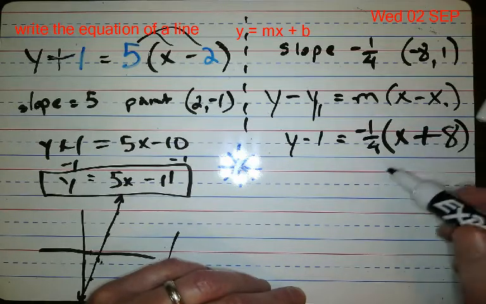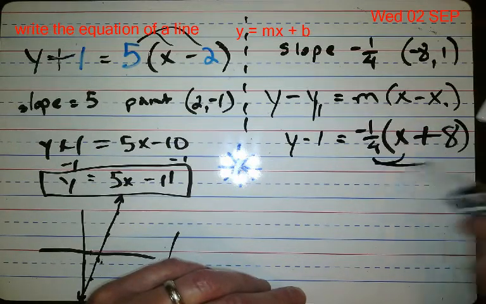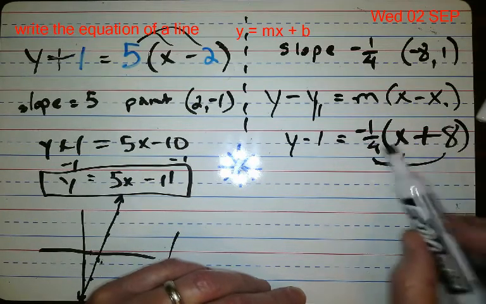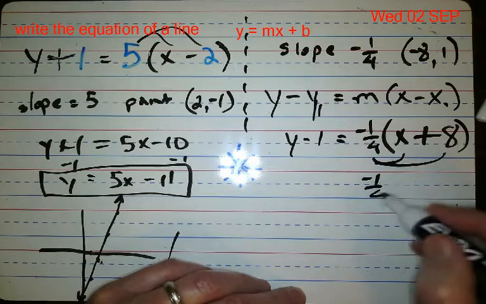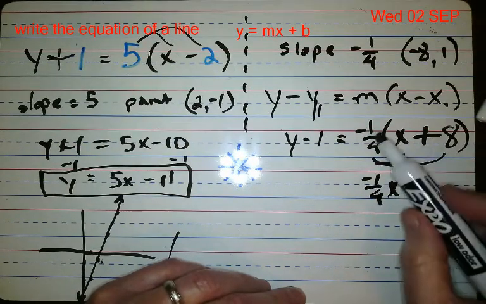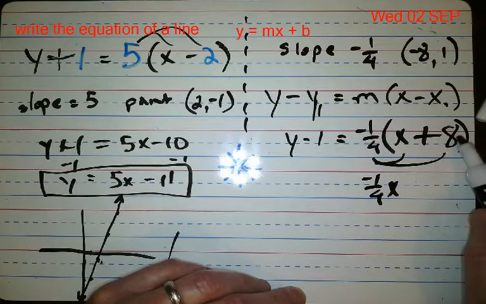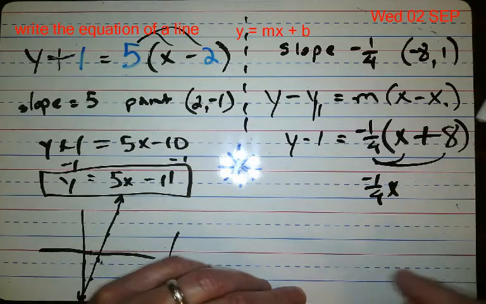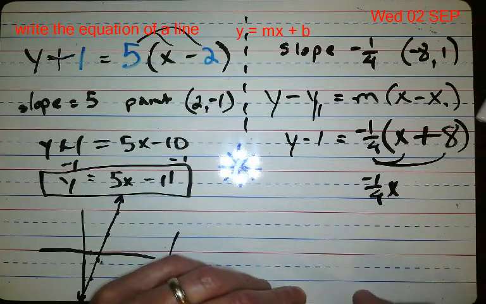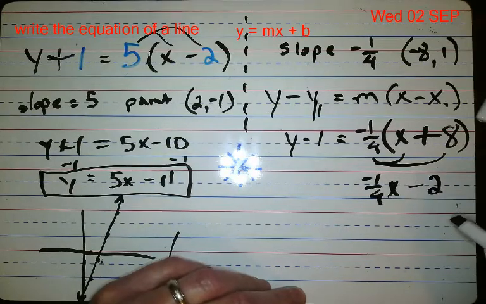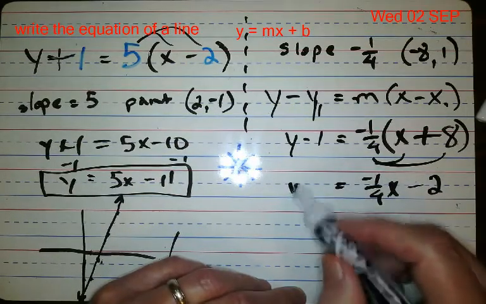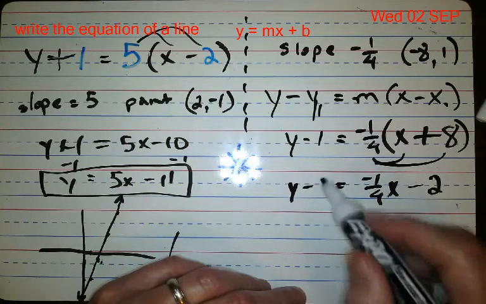Now you have to distribute, just like you did back in 8th grade or 9th grade, whenever you took Algebra 1. So this times this looks like negative 1/4 x. Yay! And then negative 1/4 of 8. Now if you can't do it in your head, do it on your calculator. Negative 1/4 times 8 should be negative 2. I hope. I should use my calculator, huh? And then y minus 1.